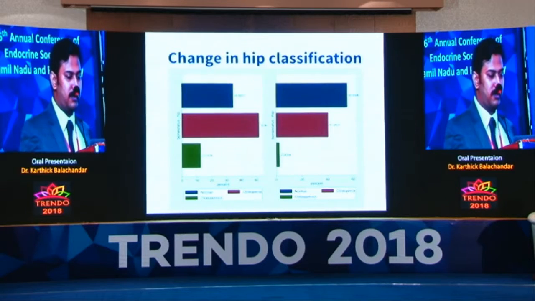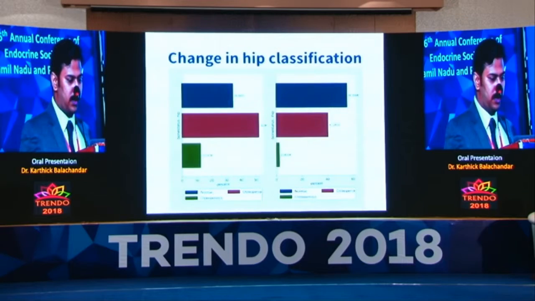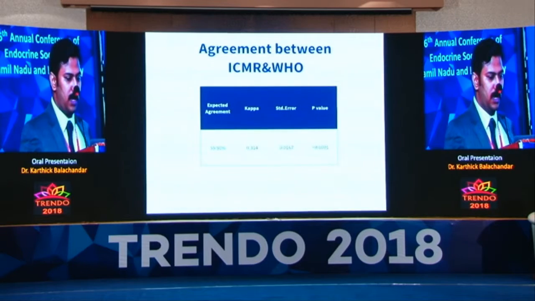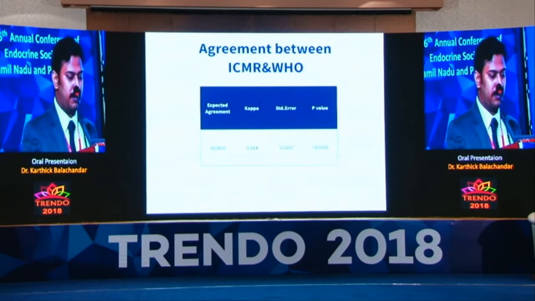So this change in hip classification is true whether you use hip or spine. This is the hip. The effect is more marked in the spine, but it's also seen in the hip. So is there an agreement between ICMR and WHO data? Yes, there is an agreement, but it's nowhere near as severe as published before. The kappa value is 0.314.